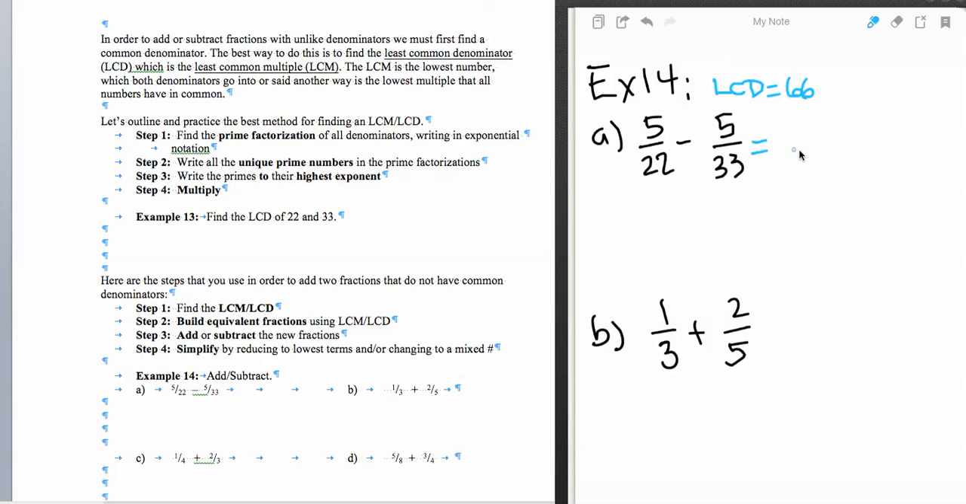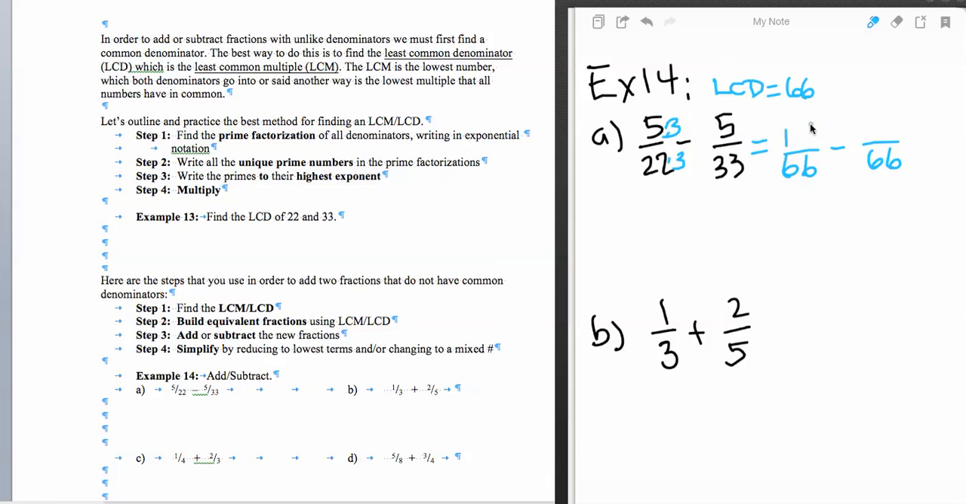All right, so now what we need to do is build the higher terms. You remember in the building the higher terms section, what we did was we started by writing a fraction with our new denominator. In this case, it's our least common denominator. Then we ask ourselves, 22 times what is going to give me 66? Well, 22 times 3 is going to give me 66. So I'm going to write multiplied by 3. And what I do to the bottom, I do to the top. So I'm multiplying the denominator and the numerator by 3.